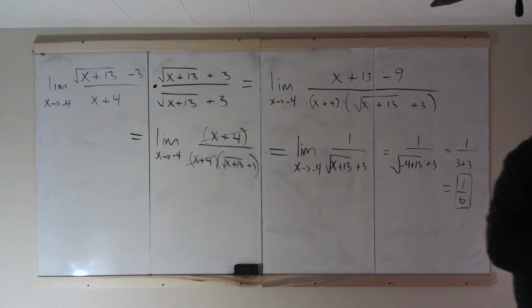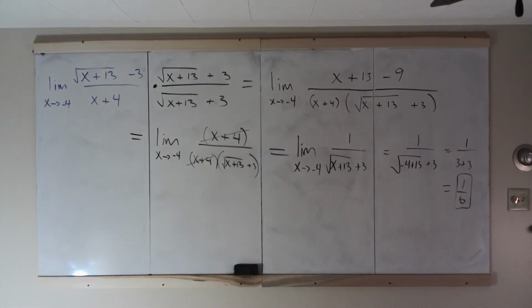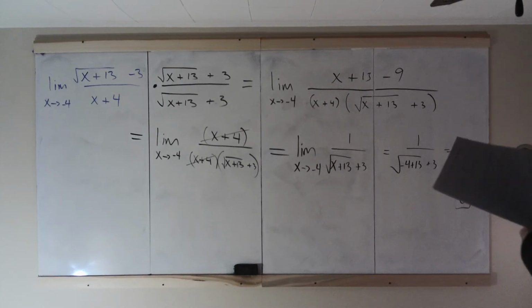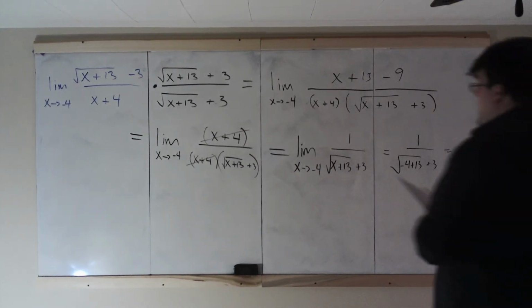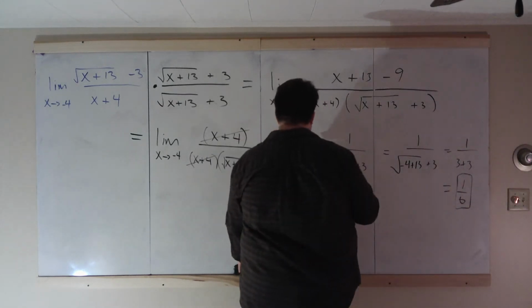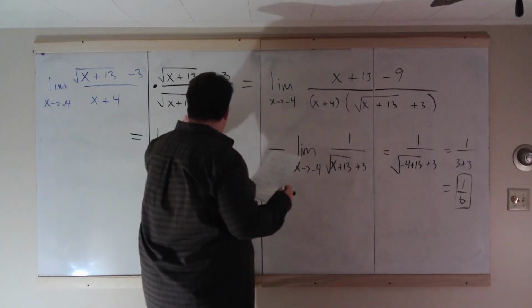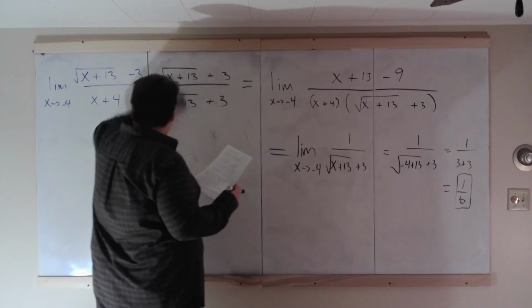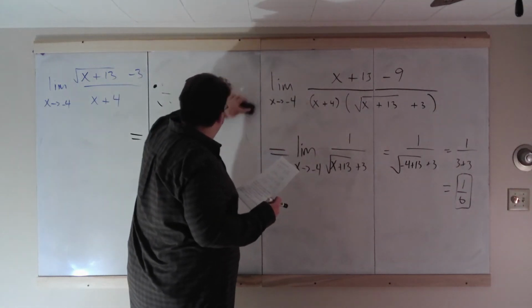So here we have an example where the 0 over 0 took a different form, and we canceled the 0 over 0 using another kind of algebra. And we leveraged the difference of squares result.